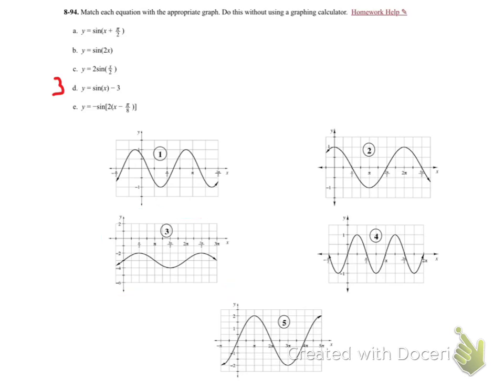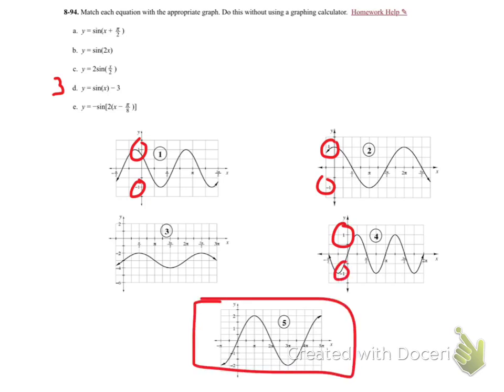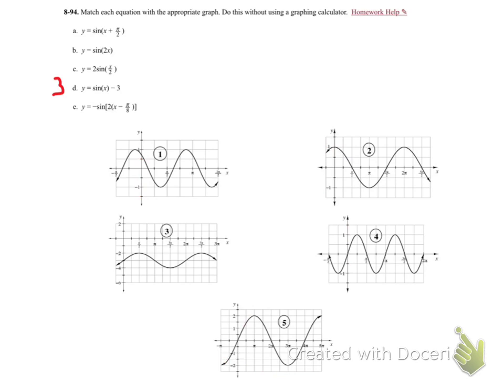Then looking at amplitude, even though this looks like it goes up 2 lines, we need to make sure we check the scaling on that. Amplitude of 1, amplitude of 1, amplitude of 1. But here we have an amplitude of 2. So when we're looking at our amplitudes now, C has to be graph 5.